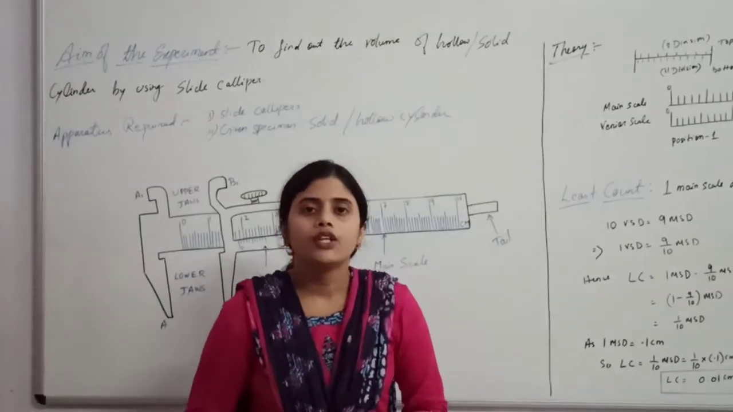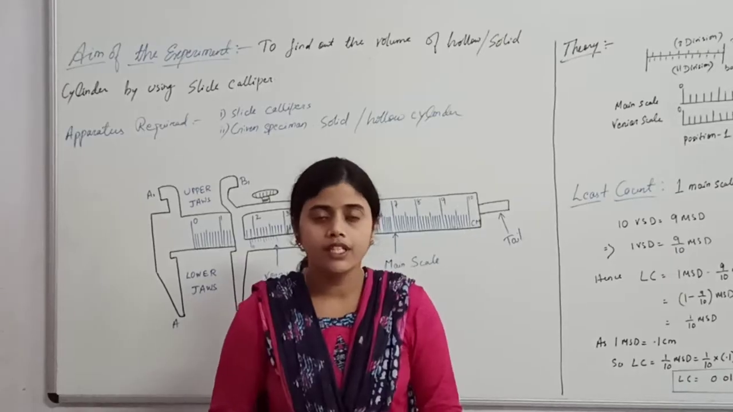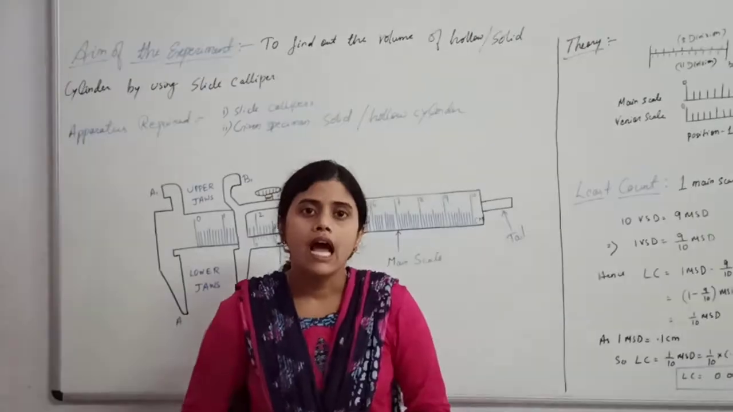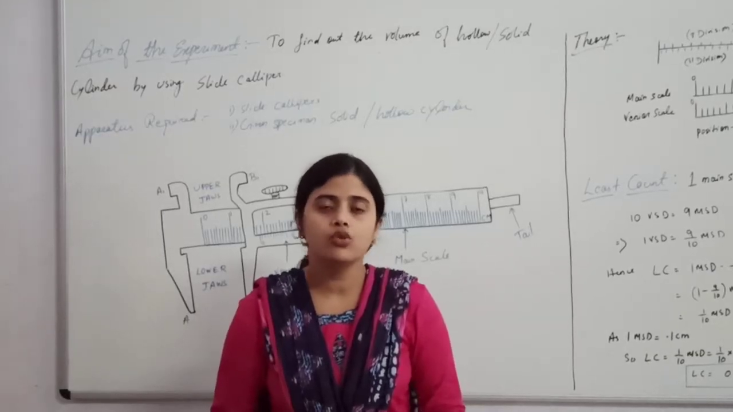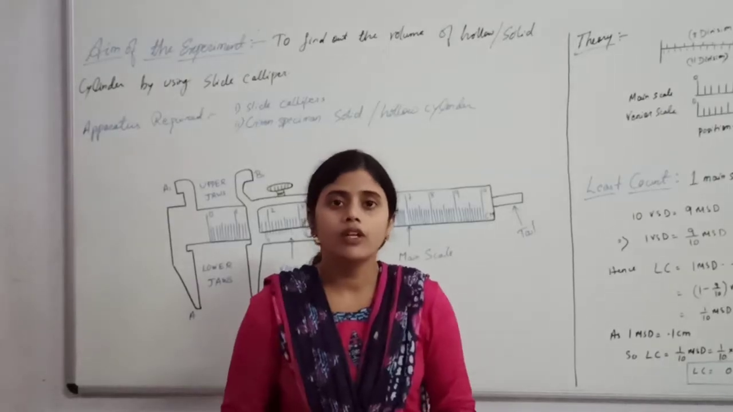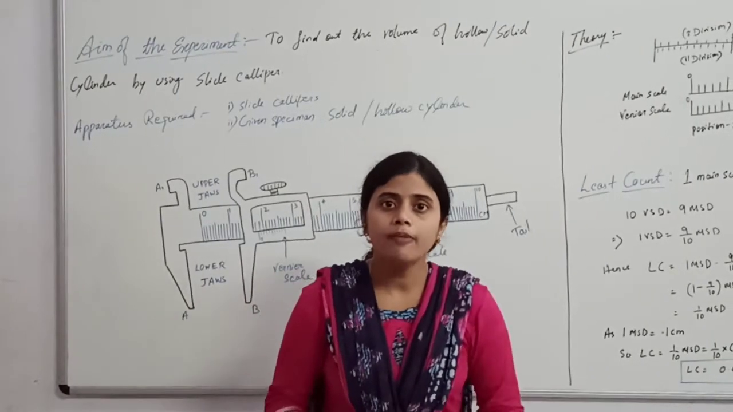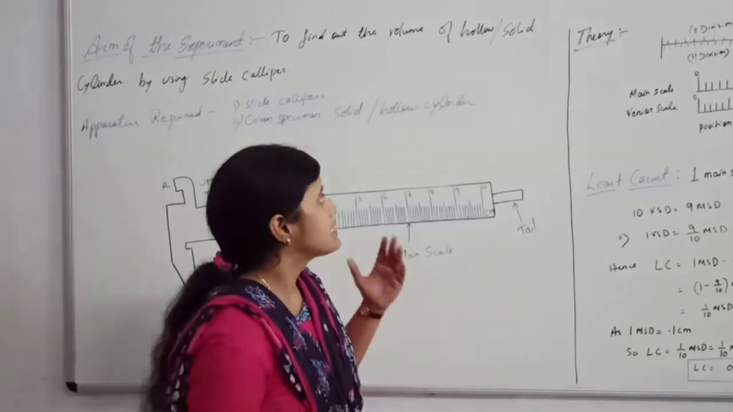Hello students, today we are going to learn the technique of measuring the length of a given object using a slide caliper. Basically, in our syllabus we have three types of length measuring instrument. One is your slide caliper, second one is your screw gauge, third one is your speedometer. So in today's video we will discuss the slide caliper.